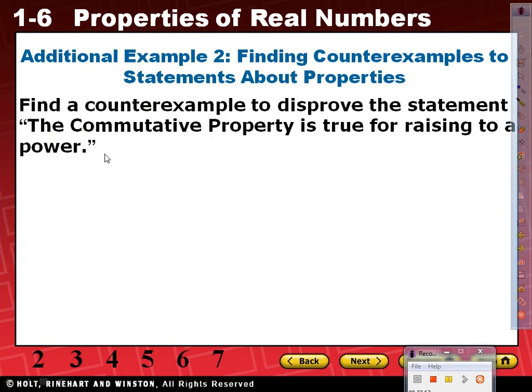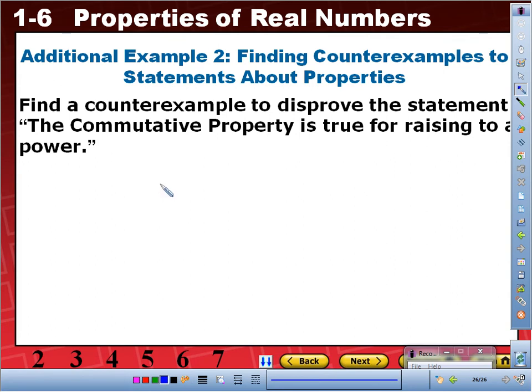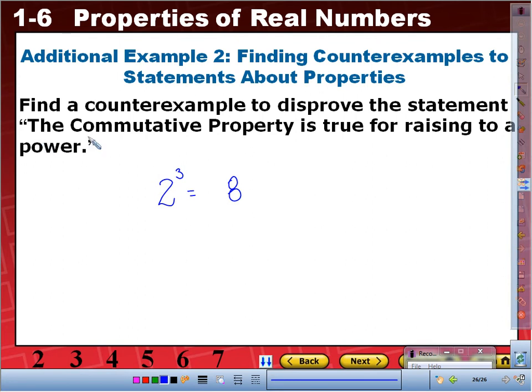So let's look at this example. Find the counterexample to disprove the statement. The commutative property is true for raising to a power. So let's see I gave you the exponential expression 2 to the third. What is 2 to the third? First of all, 8. Are we there so far? But it's saying that the commutative property is true. That means that it works also for raising to a power. So that means I need to change the order. So what would be the base now? 3 to the second. What is 3 to the second? Is this true? No, so this is false, and this will be my counterexample.